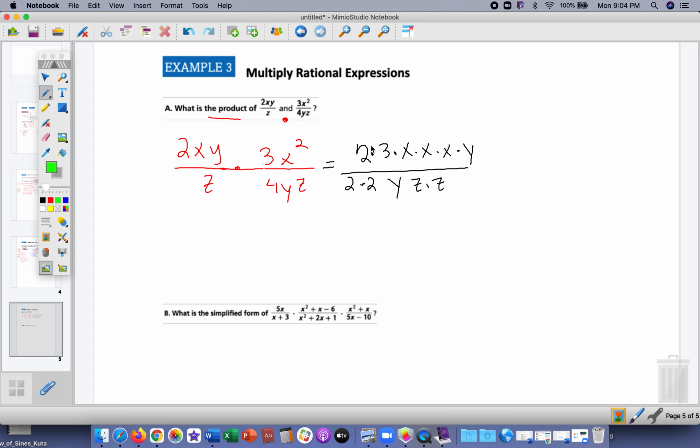So let's cancel. We can cancel out a 2. We can cancel out a y. We can't cancel out another 3 or 2. We can't cancel out any x's or z's. So our final answer would be up top, 3 times x times x times x. We have 3x to the third power over 2 times z is z squared. So that would be our final answer.